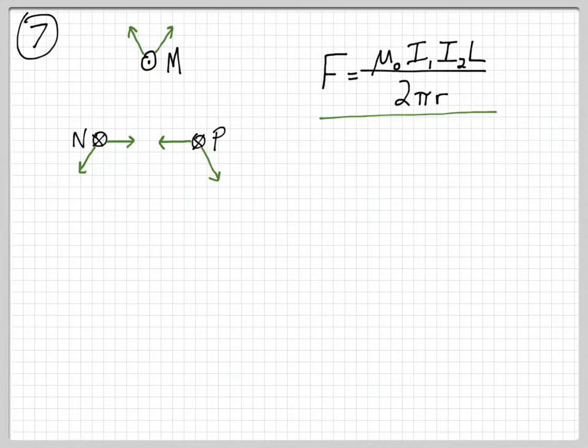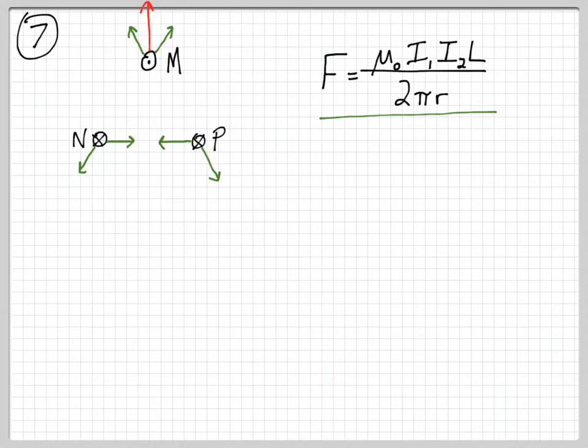So for wire M, if I take those two individual forces and add them up, I would get a force vector that just goes straight up. Their horizontal parts are going to cancel out. So there's no left or right to the force, but they both point up. So the direction on M is up.